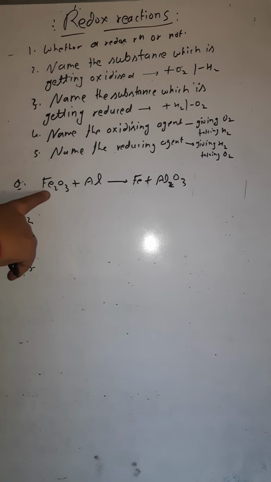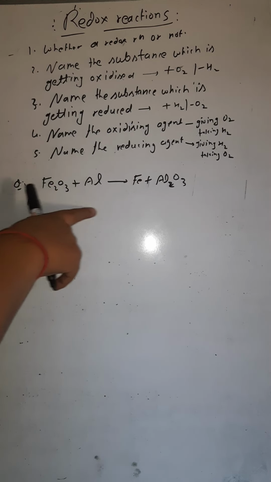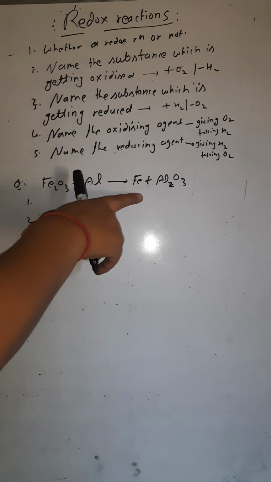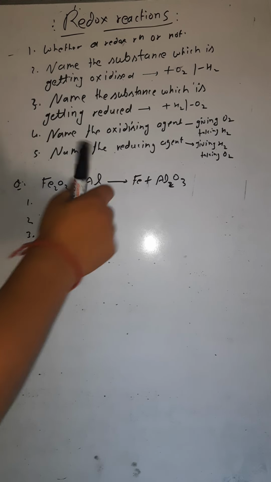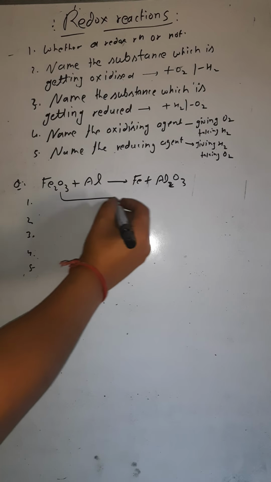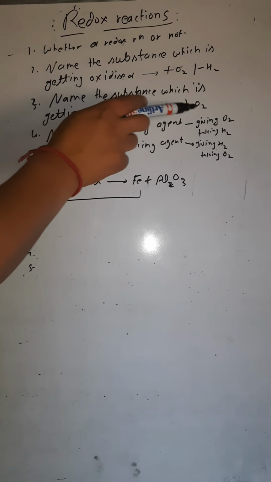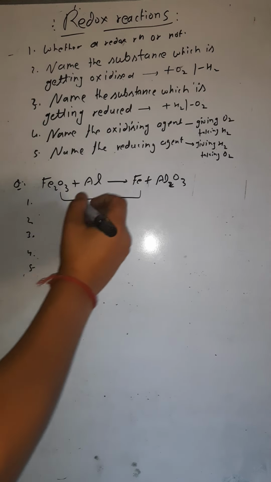If you look at Fe2O3, it was having oxygen earlier. Now if you see Fe here, it is alone. It means oxygen has been given away. Now there is no oxygen. You can see the removal of oxygen from Fe2O3 to Fe, means minus O2. Removal of oxygen you call reduction. It means reduction is taking place here.